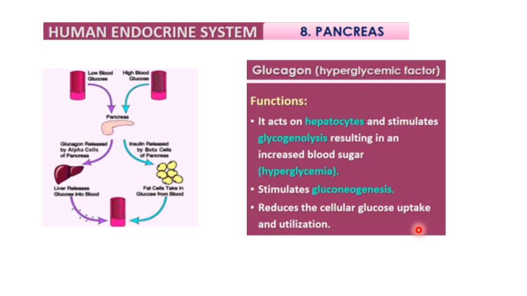Glucagon acts on hepatocyte and stimulates glycogenolysis, which results in an increased blood sugar. So basically what it is doing is that it is increasing the glucose level by breaking down the glycogen which is present. So this condition is called hyperglycemia. This stimulates gluconeogenesis and reduces the glucose uptake and its utilization.